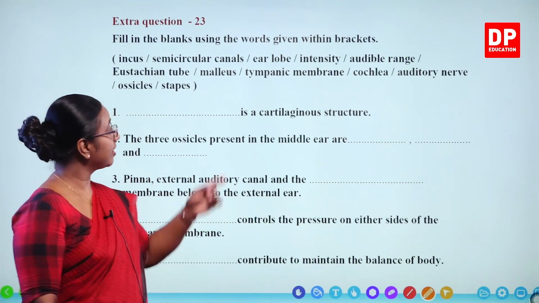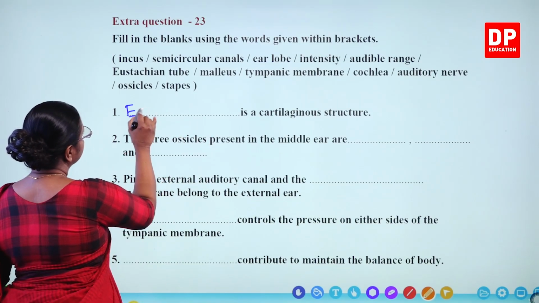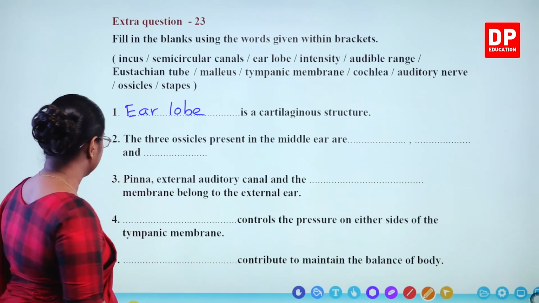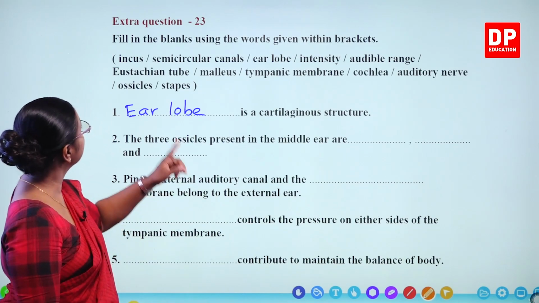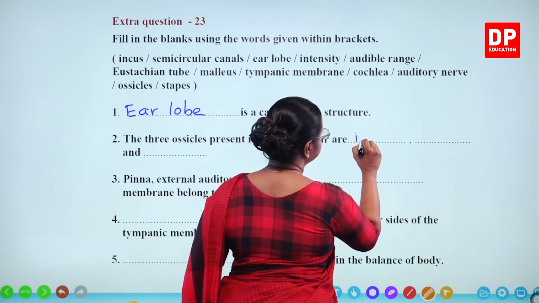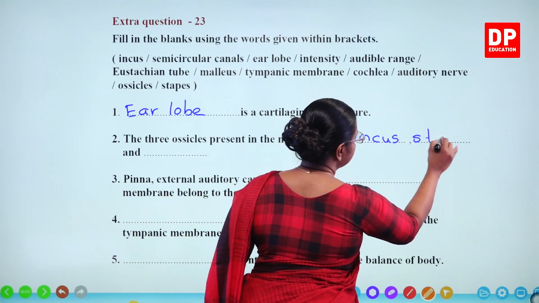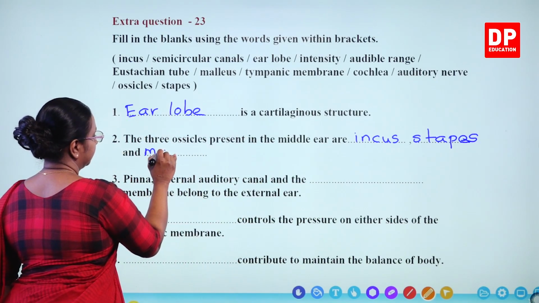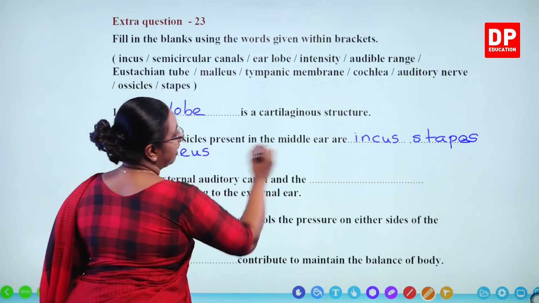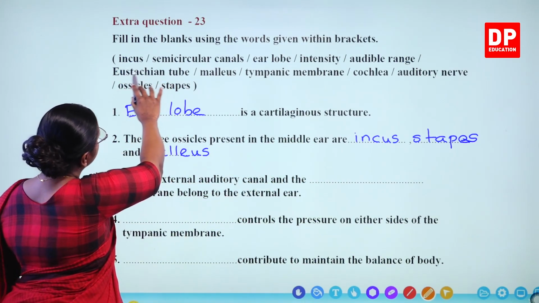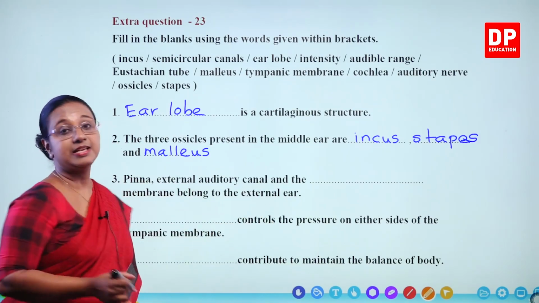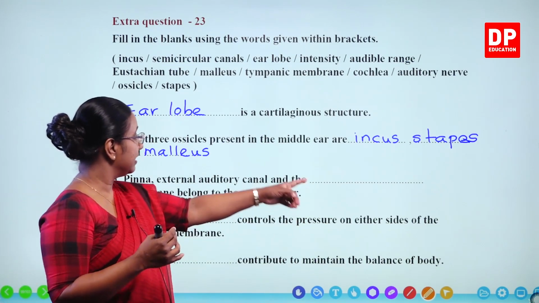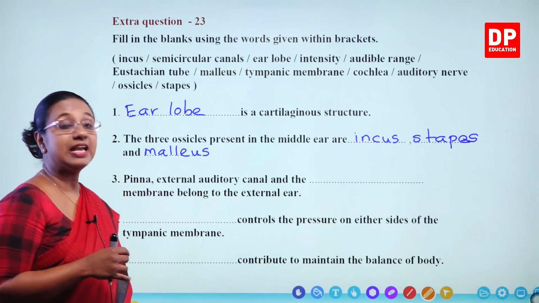So, the first one is a cartilaginous structure. What is a cartilaginous structure? The earlobe. Earlobe is a cartilaginous structure. That is why we are able to bend the earlobe. The three ossicles present in the middle ear are incus, stapes and malleus. You can write it in a different order also. That is also correct.